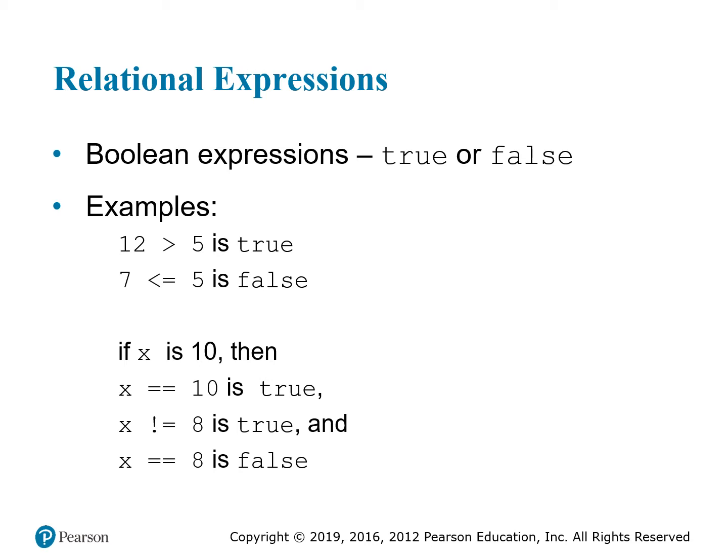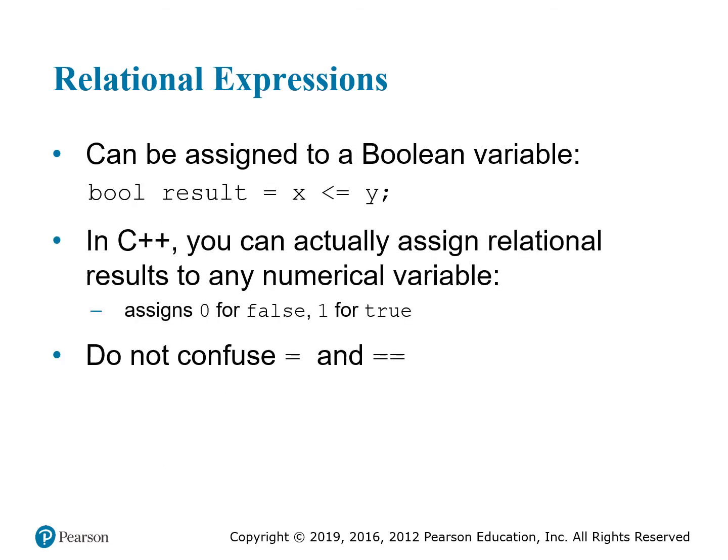Just some quick examples of that. 12 greater than 5 is obviously going to be true. 7 less than or equal to 5 is obviously going to be false. If x is 10, x double equals 10 is true. x bang equals 8 is also true because x is not equal to 8.